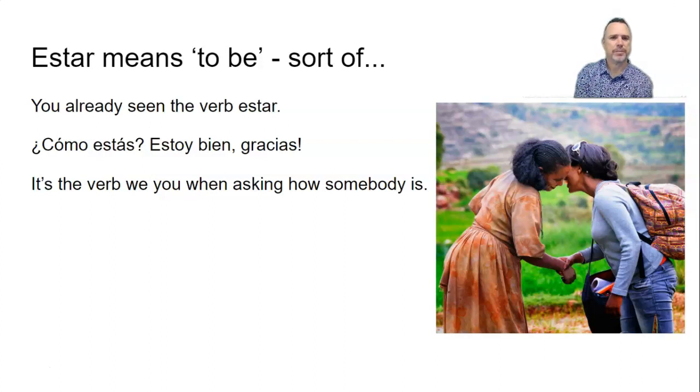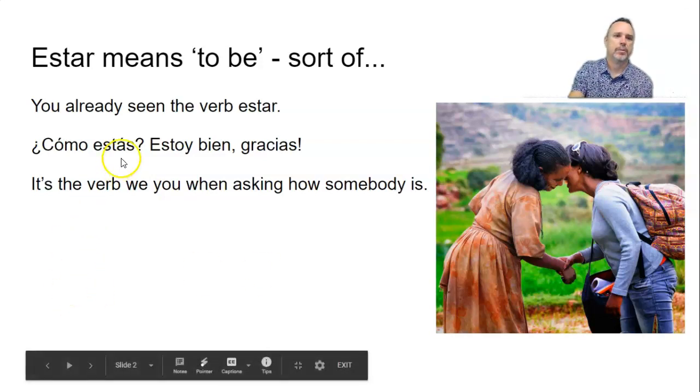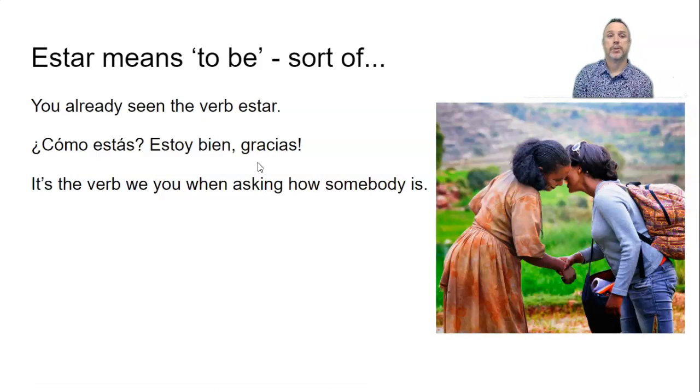You've already seen the verb estar, yeah. When we say ¿Cómo estás? Estoy bien, gracias. We're using the verb estar, yeah. ¿Cómo estás? Here it is. Estoy bien, gracias. There it is again. All right, so that's the verb that we use when we're asking how somebody is. That's the verb estar. So you've seen this verb before. I'm just going to show you a new way you can use it today.